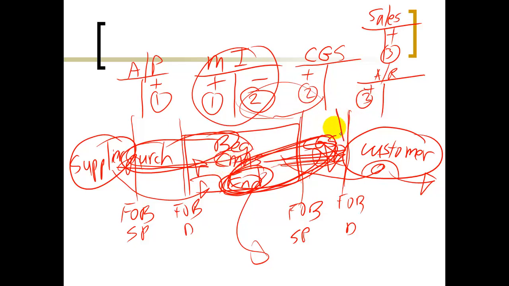So if one goes down, if cost of goods sold goes down, the ending inventory goes up. Or if ending inventory goes down, the cost of goods sold has to go up.